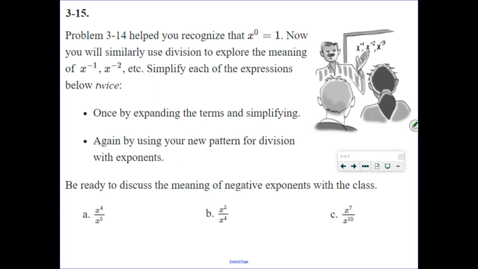So always write 315a and write the full problem, x to the 4th over x to the 5th. Now, first thing it said, you're going to first expand it. You do not need to put a dot in between. You can just put 5 x's and 4 x's, because letter by letter means to multiply. And you get that, and then you simplify it.